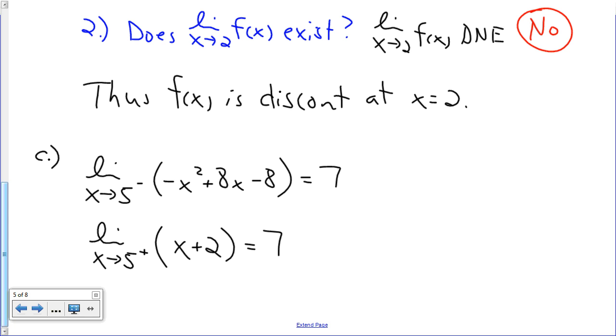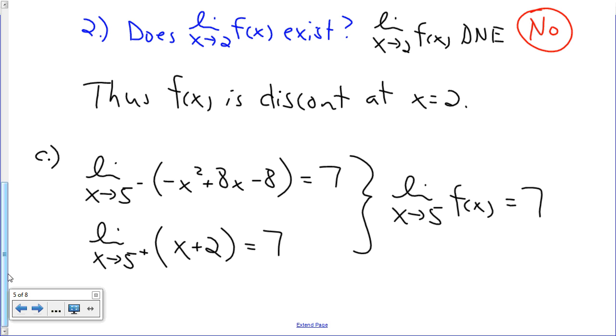Now I have the limit from the left side equal to the limit from the right side, and so based on the property we've just talked about, that means that the limit as x goes to 5 of f of x is equal to 7. It not only exists, but it's equal to this value of 7. Okay, and that's our explanation as to why it exists and why it's equal to 7.